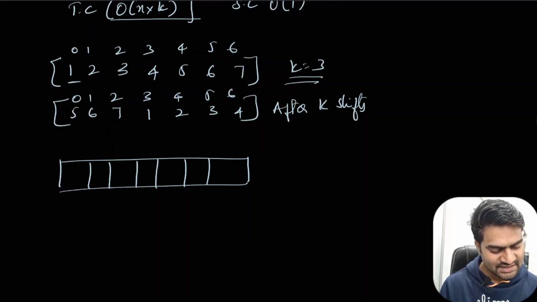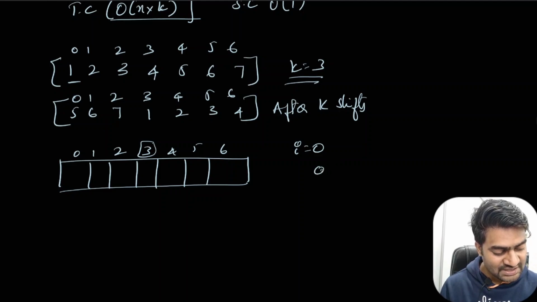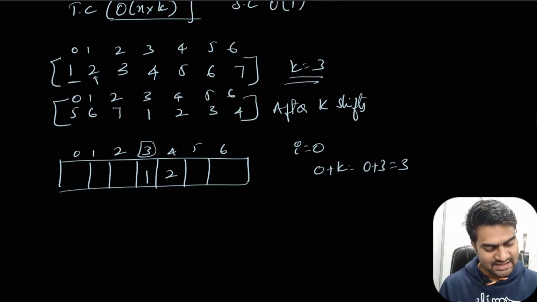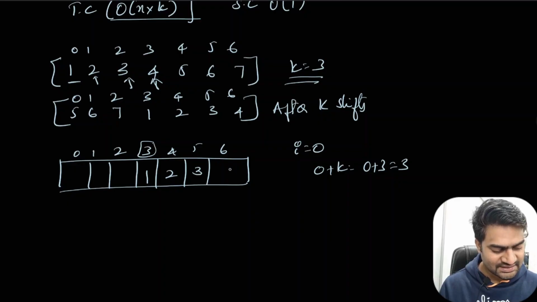So if that is the case, then in the resultant array, I need to store it at 0, 1, 2, 3, 4, 5, 6. I need to store it at 3. Correct, right? So I starts at 0, but I will store copy it at 0 plus k, which is 0 plus 3 equal to 3. So I will do that. I'll keep that here. Next, I'll move to next index, the next number. Then I'll place it at the next index. So 2 will come and sit here. Next, 3 will come and sit at 5th index. Next, 4 will come and sit at 6th index.